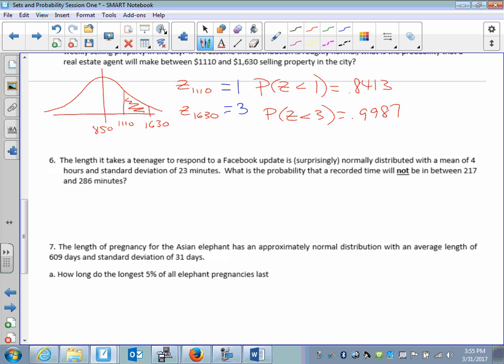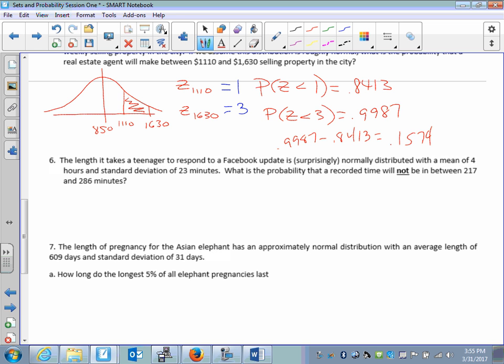So the probability, or the area between those two, would be 0.9987 minus 0.8413. Starting with 7 minus 3 is 4. 8 minus 1 is 7. 9 minus 4 is 5. And 9 minus 8 is 1. So 0.1574.